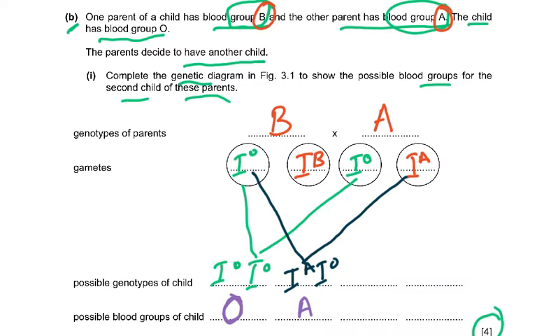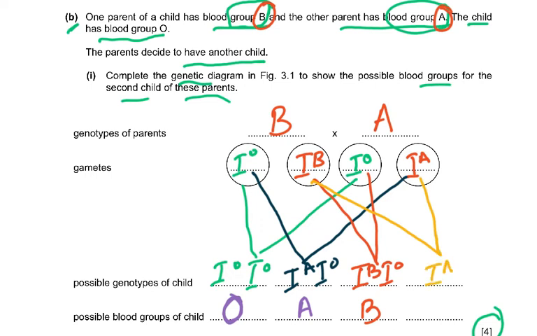Now the next one, let's use another color for that. So IBIO, this person will be blood group B. And then we have another. So we have an O, we have an A, and we can also have this IB and IA. So IAIB, and this child will be AB. So there is a 25% chance of having any of the blood groups.